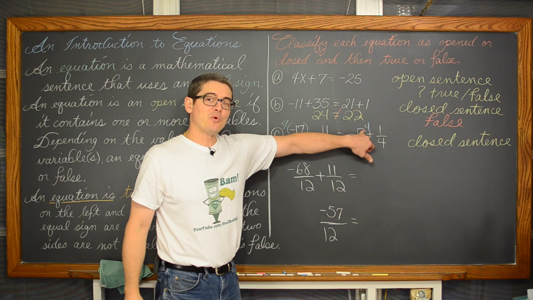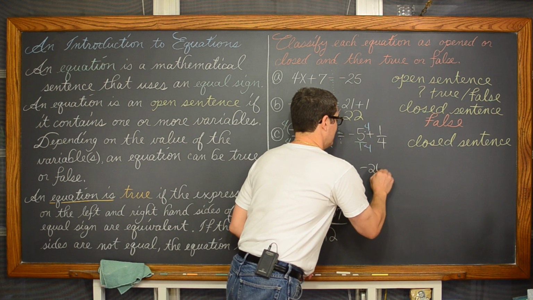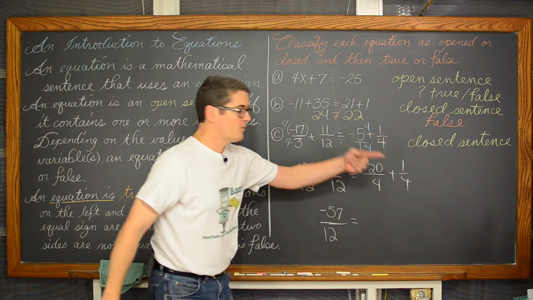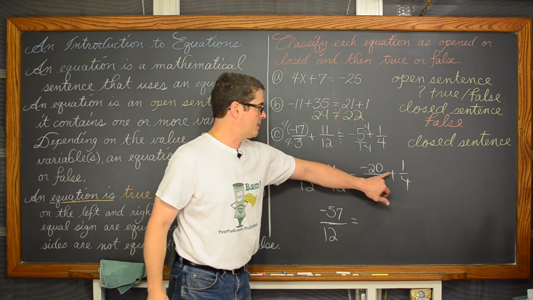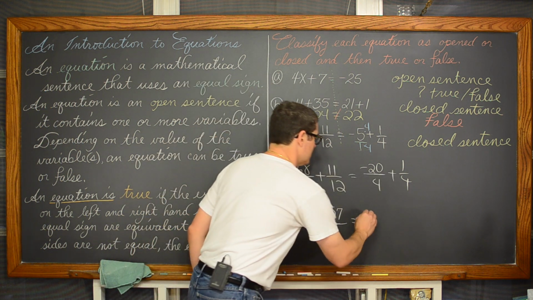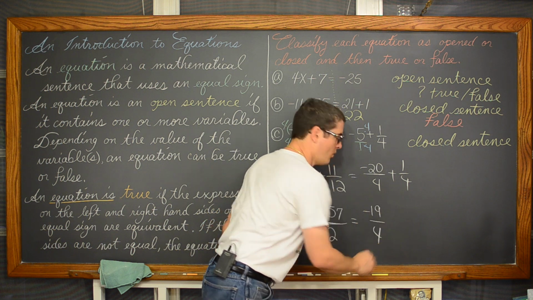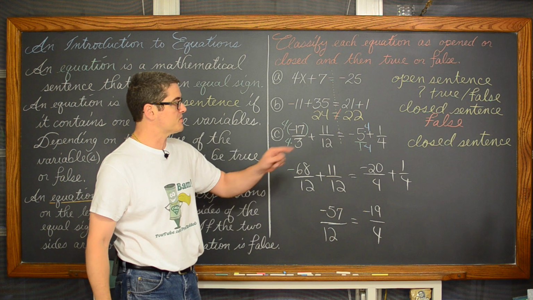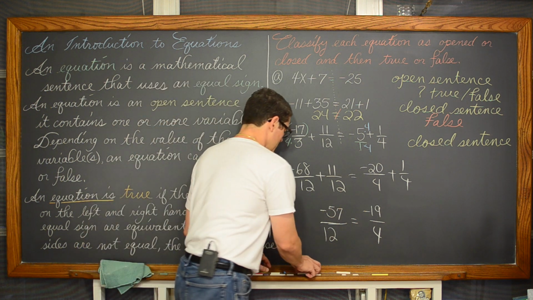Negative 5 times 4 is negative 20, over 1 times 4, which is 4, plus 1/4. Now we have those common denominators. Negative 20 plus 1 is going to be negative 19 over 4. And we once again see that the left side and the right side are not equal. So this closed sentence is also false.